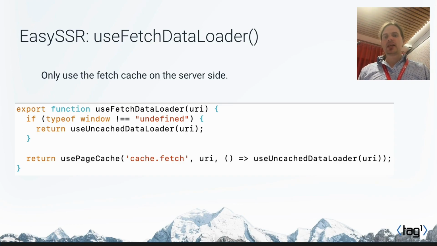So the fetch data loader again is very simple. We just use page cache again with another bin. It's very nice to implement Drupal concepts in React. Makes things very simple and clean. So we just use URI, and then as a miss callback, we just use the uncached data loader like usual. And we only want to use this page cache when we are on the server. So if we are on the client, the fetch cache isn't even used here, because we have the page cache for that.